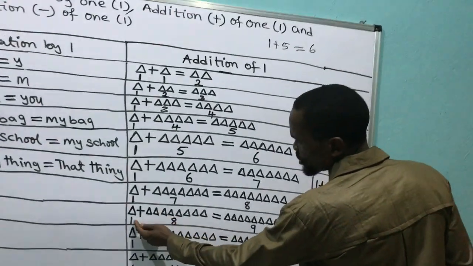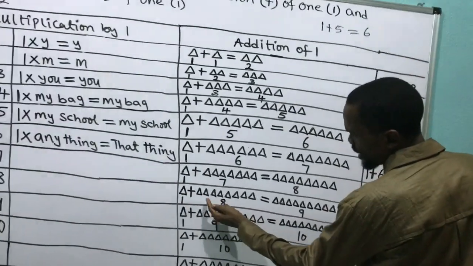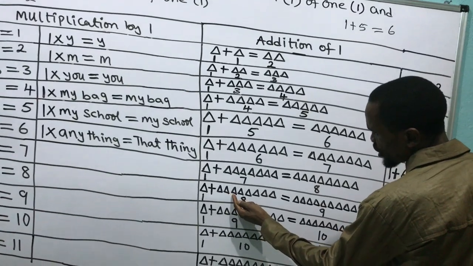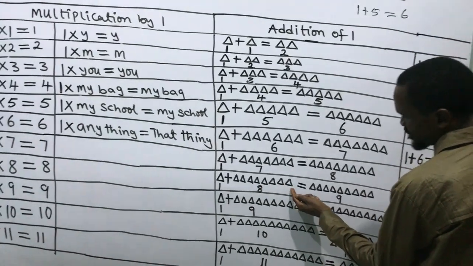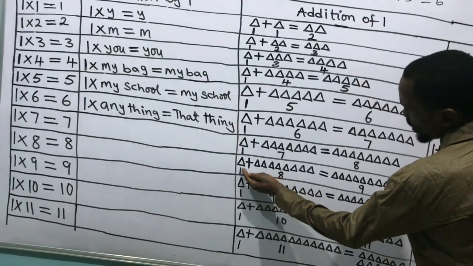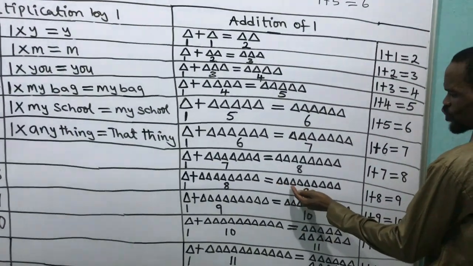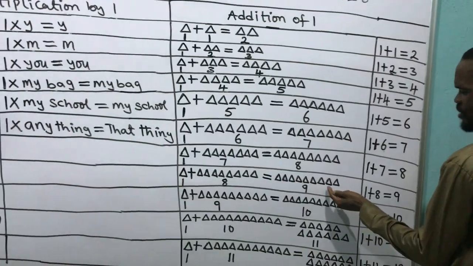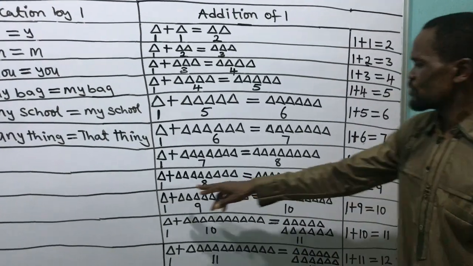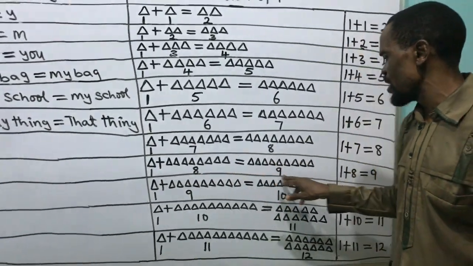And I come here. 1 triangle plus 8 triangles. Can you count how many triangles here? 1, 2, 3, 4, 5, 6, 7, 8. This 8 triangles plus 1 triangle will give me what? 9 triangles. Can we count it? 1, 2, 3, 4, 5, 6, 7, 8, 9. That means 1 triangle plus 8 triangles will give me 9 triangles.